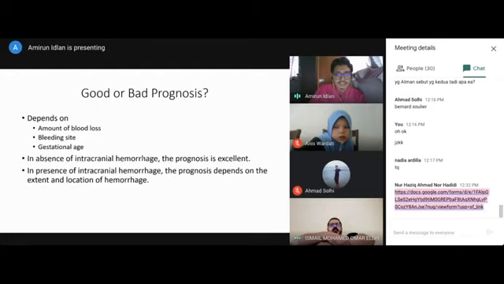Okay, so that's all from me. This is my summarized table that I got from Nelson that summarizes all my presentation. I think that's all. This is my reference. Thank you.